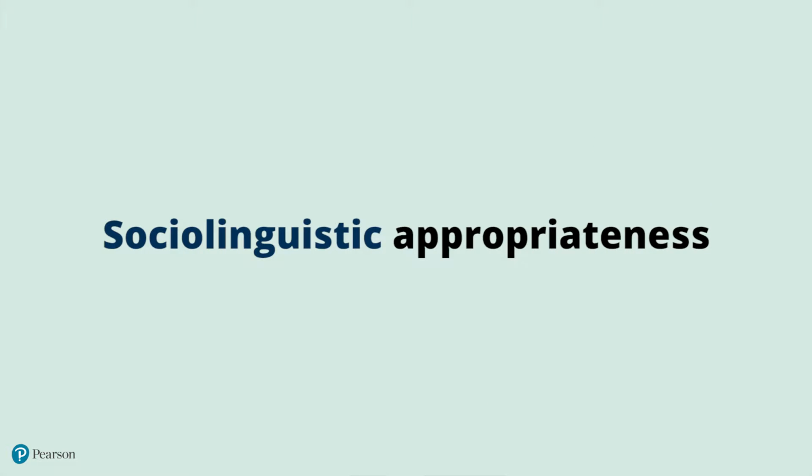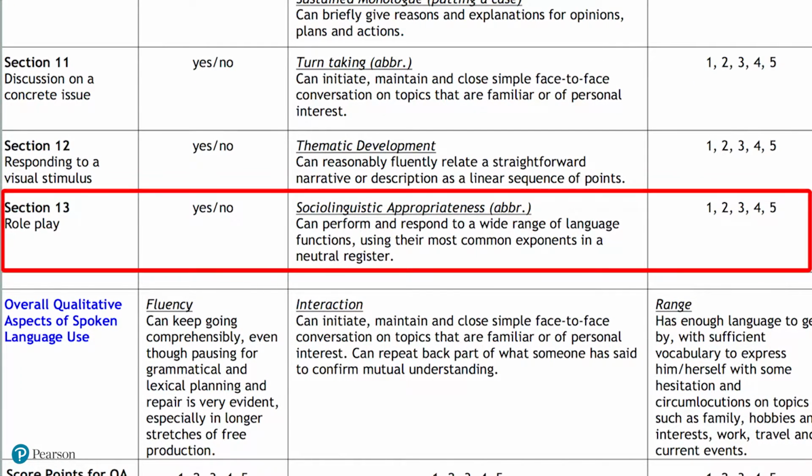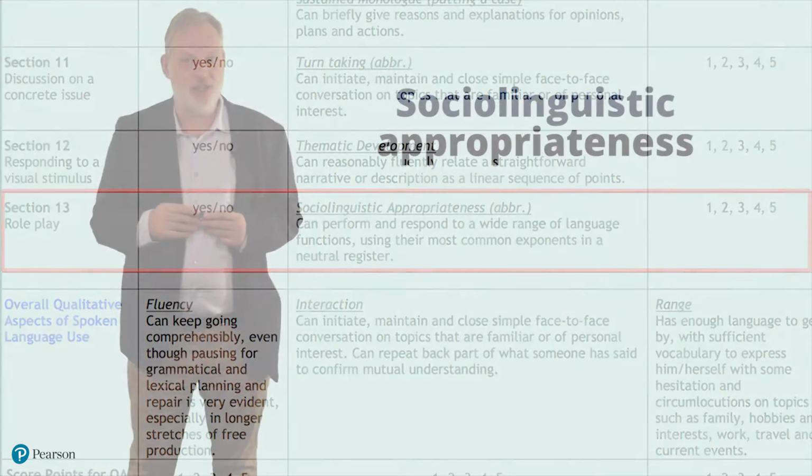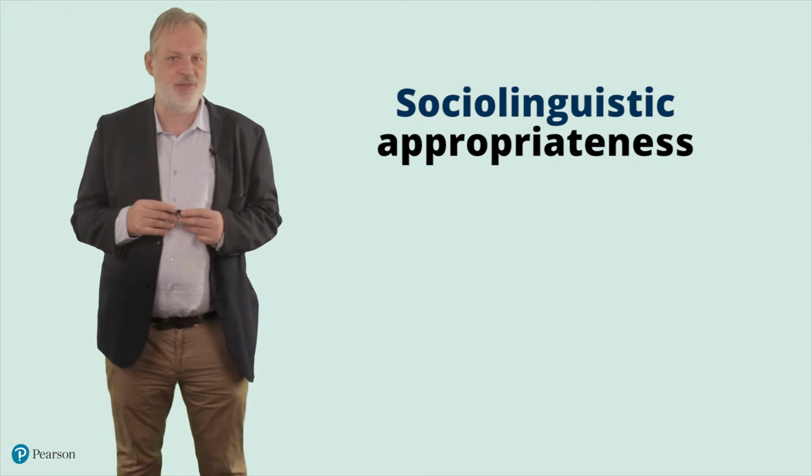Sociolinguistic appropriateness focuses on the sensitivity to social conventions. English is a language in which social conventions play an important role. That's why Section 13, the role play, is designed to check how sensitive the test takers are to them. A good student at lower levels has to prove that they can, for example, greet, thank, say sorry, respond to invitations and suggestions. And at higher levels, they have to show that they can vary the register depending on the situation or present a good command of idiomatic expressions and colloquialisms.